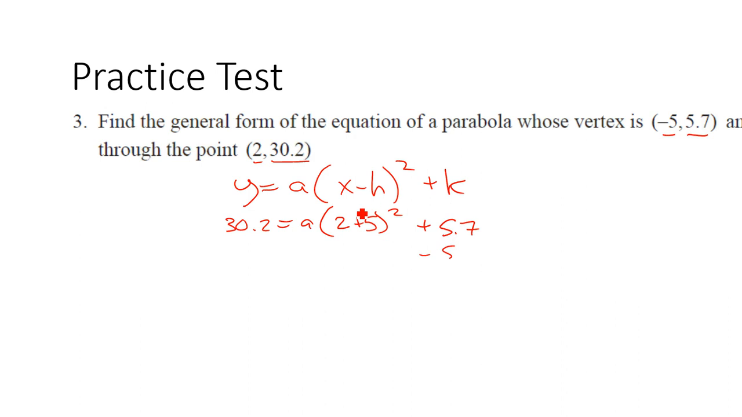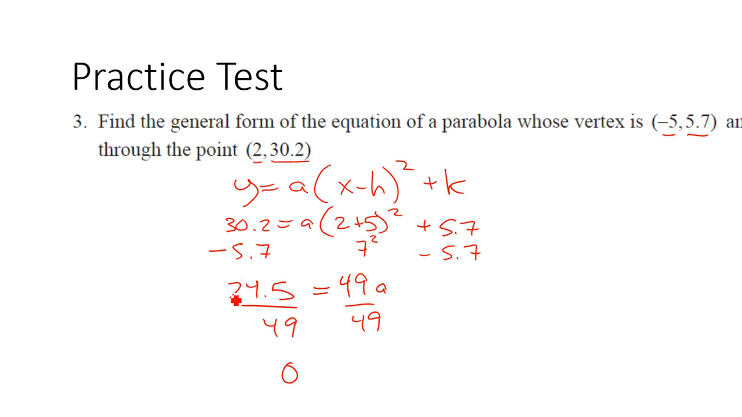So let's subtract 5.7 from both sides. And we get 24.5 equals, 2 plus 5 is 7, 7 squared is 49a. And divide both sides by 49, and you end up with 0.5 for a.